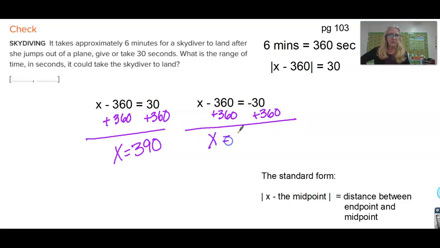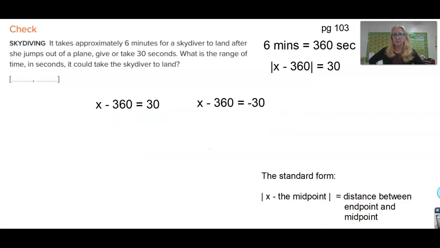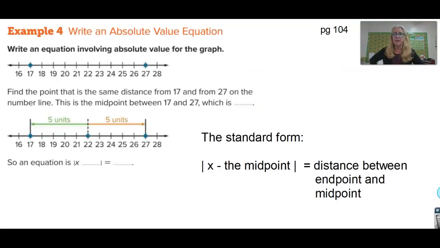And we get x equals 330. So that means that you might land as quickly as 330 seconds, or it could take as long as 390 seconds. Those are your two solutions. I know they jump into word problems here pretty quickly, but many of the examples I will be doing during our Zoom class will not be word problems. They'll just be straightforward equations.